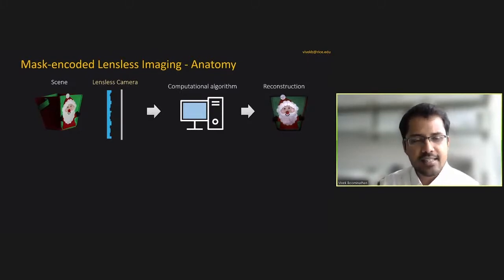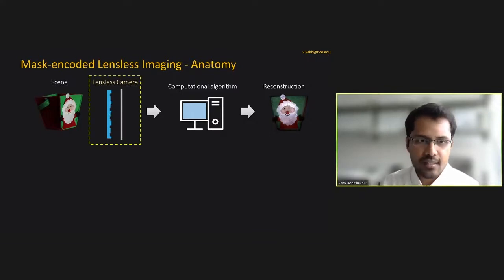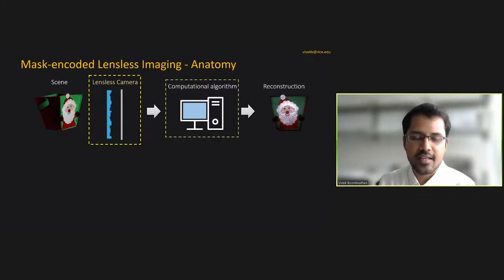Now, in this lensless imaging setup of mask-encoded lensless imaging, we can break down the anatomy into two parts. One is the camera itself, the optics, the sensor, the design of the distances. So that is one part of the lensless imaging. And the other part of the lensless imaging is the computational algorithm that we are going to use to recover back the reconstruction.